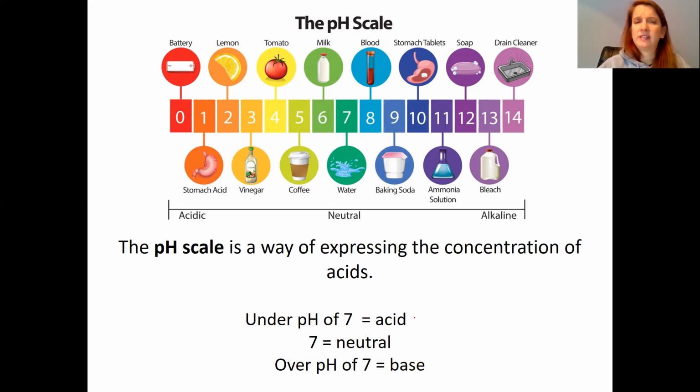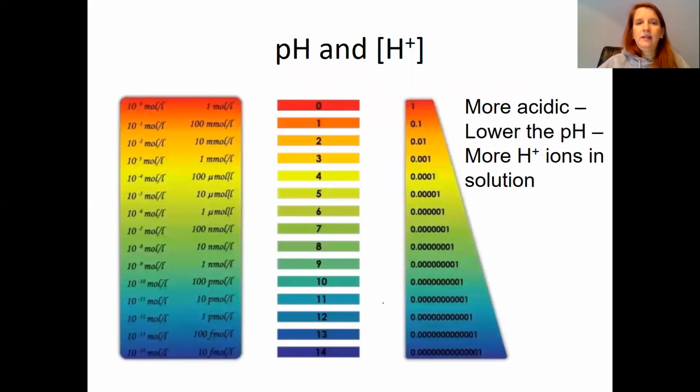If it has a pH of 7, it's going to be a neutral pH, so it's neither an acid nor a base at that point. Now, pH, we say, is the power of hydrogen. So pH is telling us about the hydrogen ion concentration.